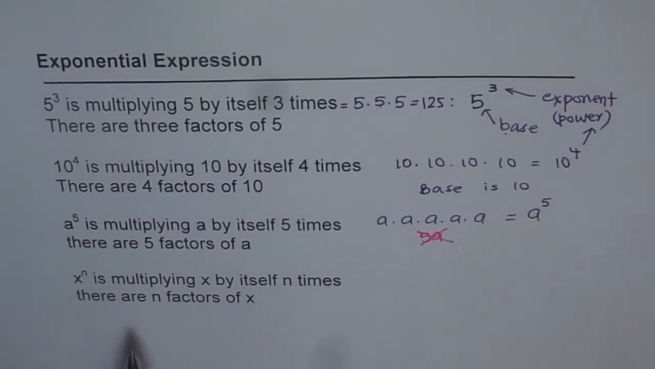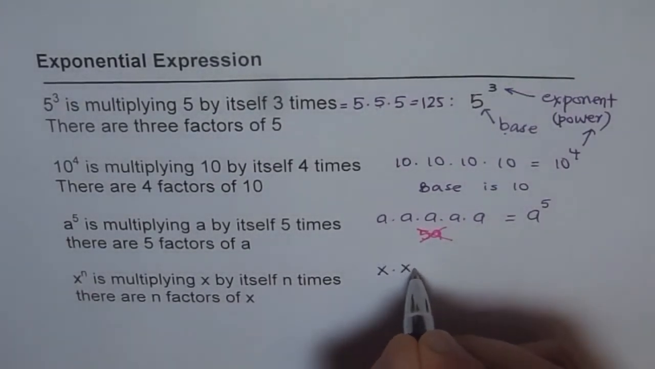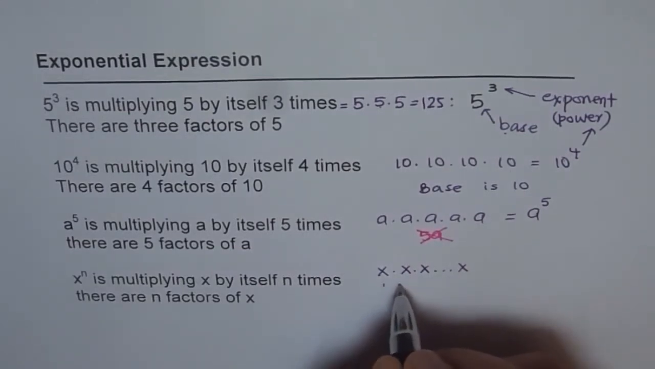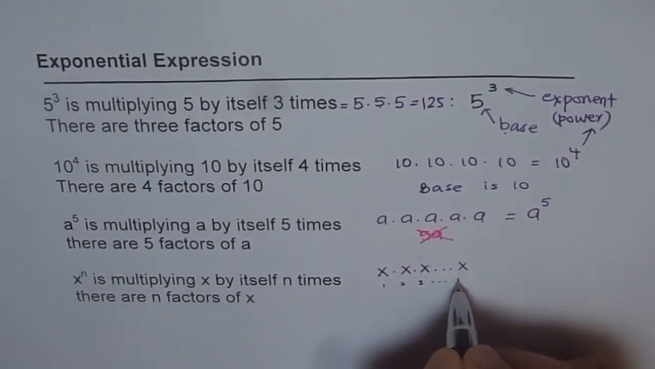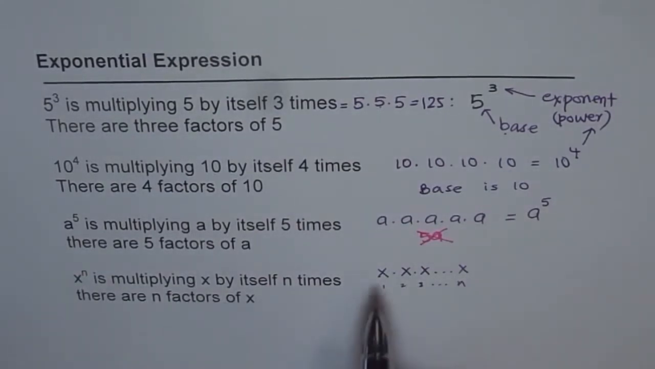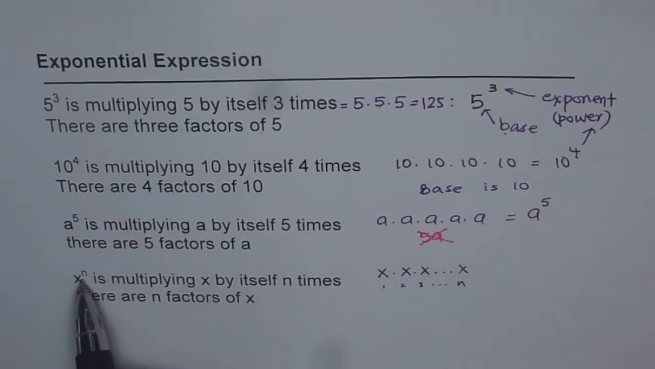Now let's look at a very general form, x to the power of n. That really means that x is being multiplied by itself n times. Do you understand? So this is like 1, 2, 3. There are n x's in this. So there are n factors of x. These are your different factors. x is being multiplied by itself n times.